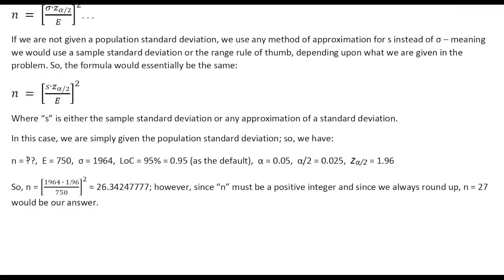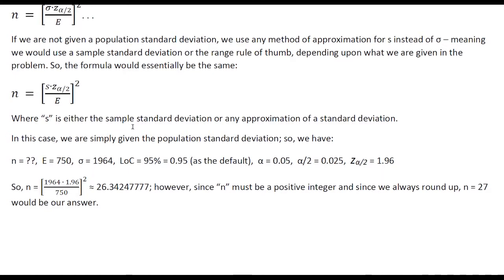So let's see what we have here. N, that's what we're looking for in this problem. E is 750. Why? Remember the whole keyword thing. The keyword is to be within $750 of the mean salary of Florida teachers. So that within basically means that that's what my E is. We happen to be given a population standard deviation of 1,964, but even if we were given a sample standard deviation, we would do the problem the exact same way.